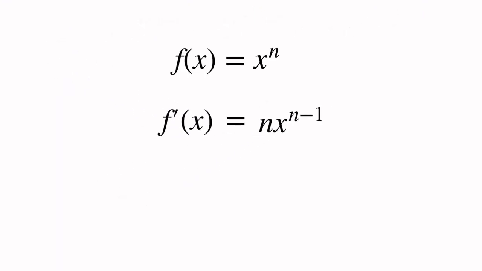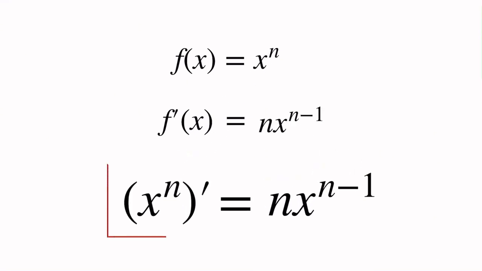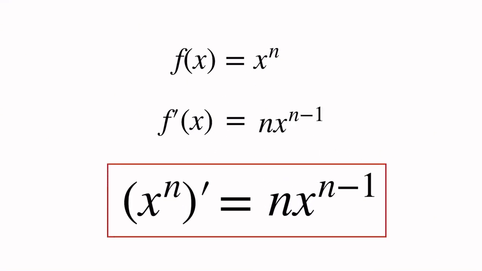Since we originally defined f of x as x to the n, we have shown that the derivative of x to the n is n times x to the n minus 1.